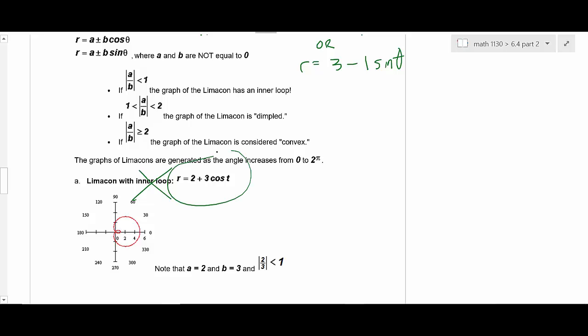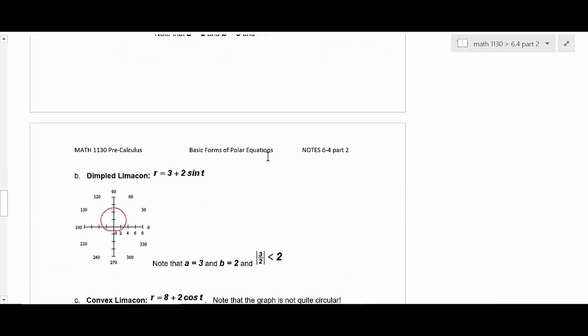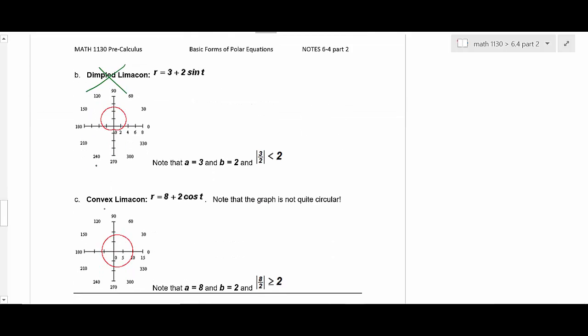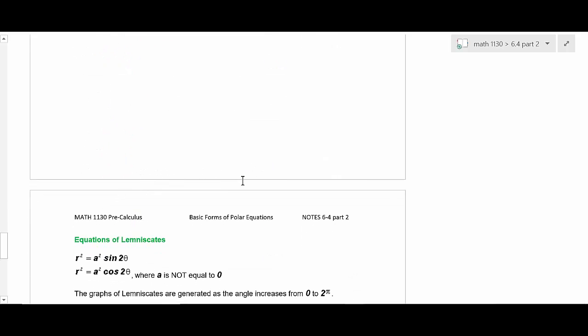Sometimes they have an inner loop. You don't have to worry about that, okay? And sometimes they're dimpled limacons. I don't care about that. You don't have to know that. Again, I want you to know what the difference between a limacon and a cardioid is. Everybody with me there? So you want to make sure you know that. That's what you're going to encounter the most often.